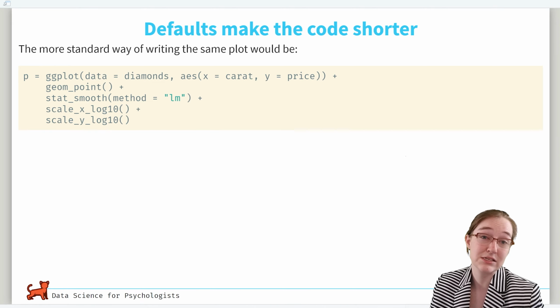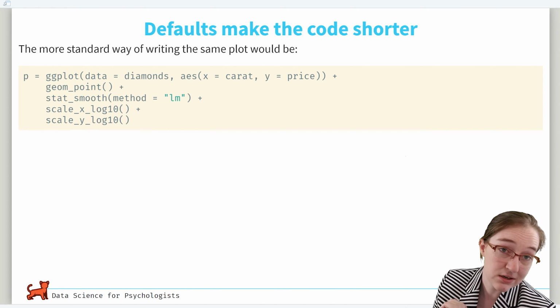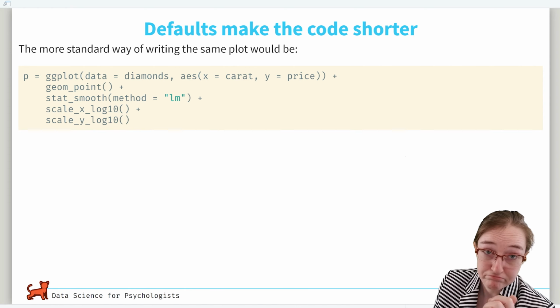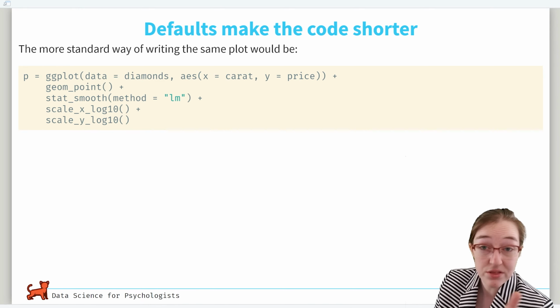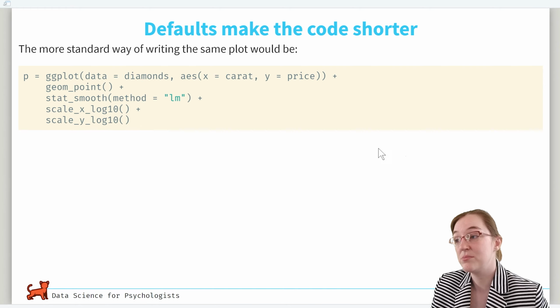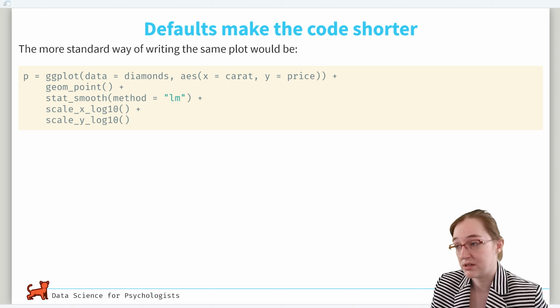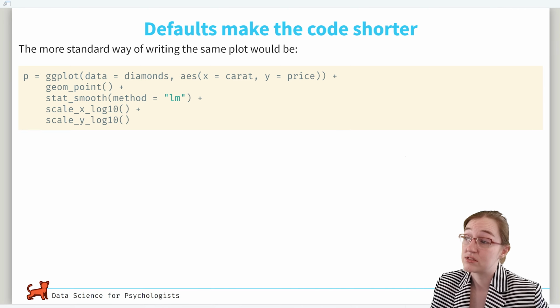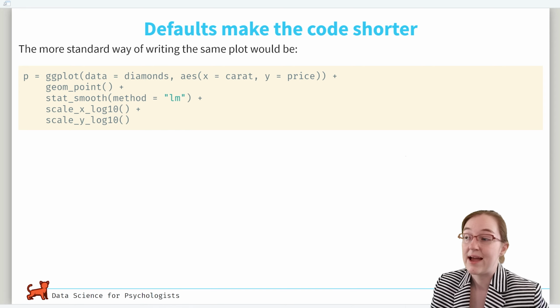But we can make this so much shorter by leaning on those defaults. Here, we've assigned the data and aesthetic in the ggplot, so whatever you put in the ggplot becomes the default for everything. When I say the ggplot, I literally mean the ggplot function. And then we toss on geom point, then on top of that stat smooth, and then our scales.